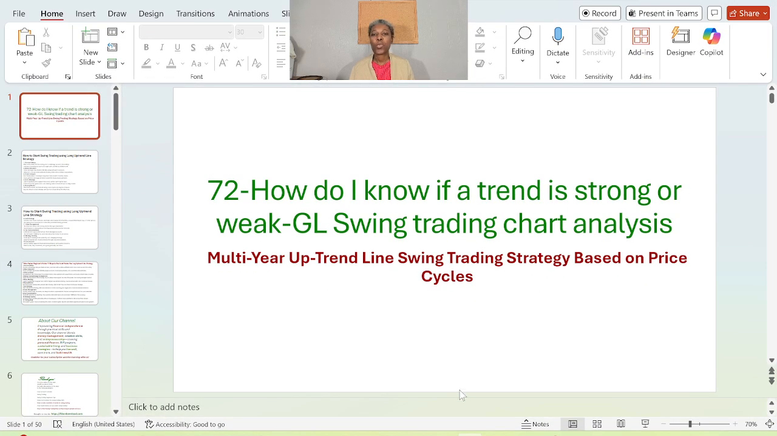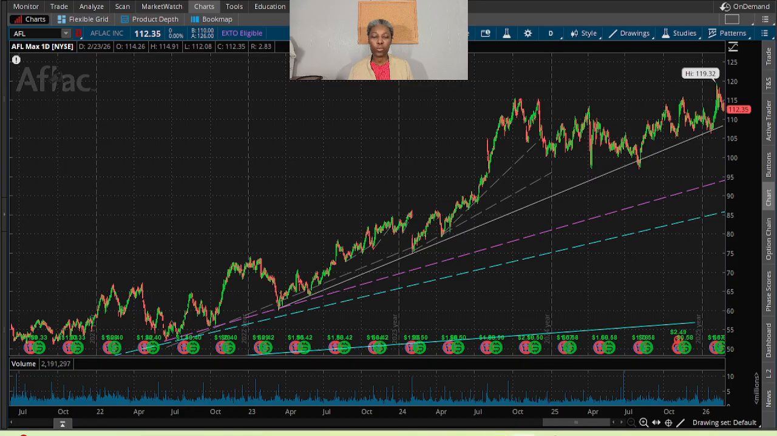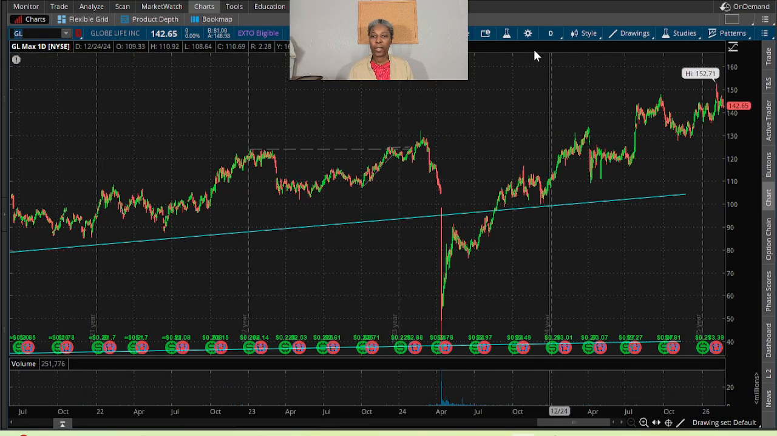Hello, how do I know if a trend is strong or weak? Well, I don't. Let's take GL for instance to analyze. Today is February 24, 2026, using Thinkorswim platform and maximum daily chart.